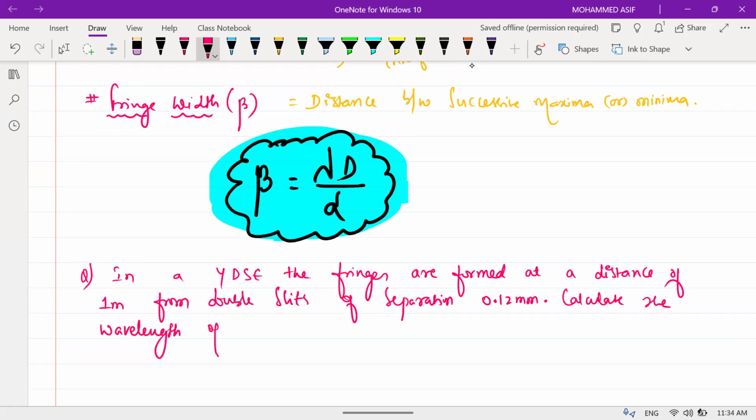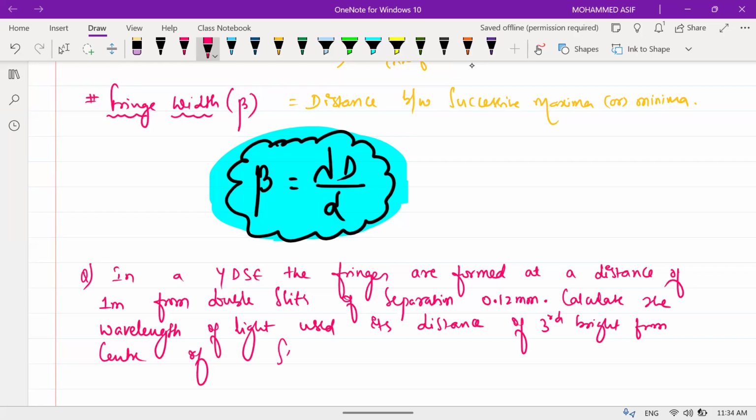Calculate the wavelength of light used. Its distance of third bright from center of screen is 1.5 centimeter. So first read the question carefully.